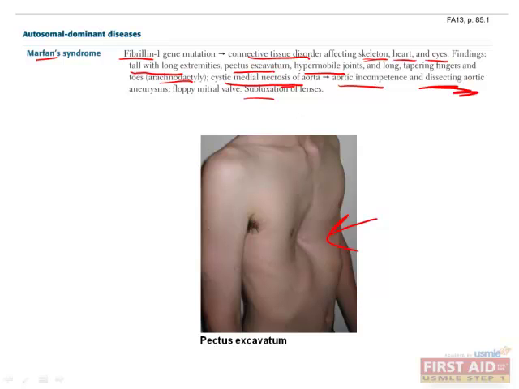Patients with Marfan's are also susceptible to berry aneurysms. Can you think of a common location of berry aneurysms? One of the most common is in the circle of Willis.